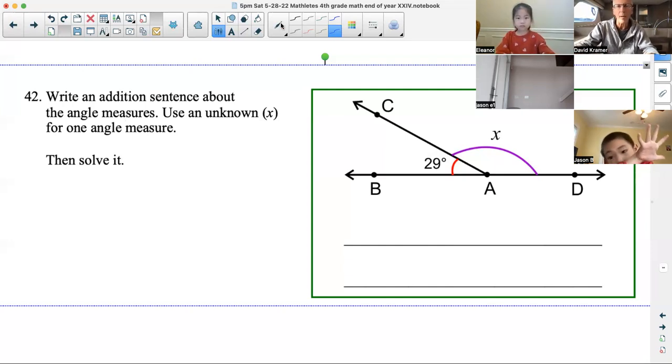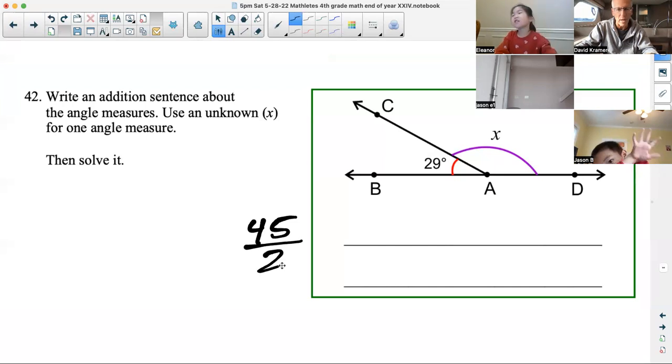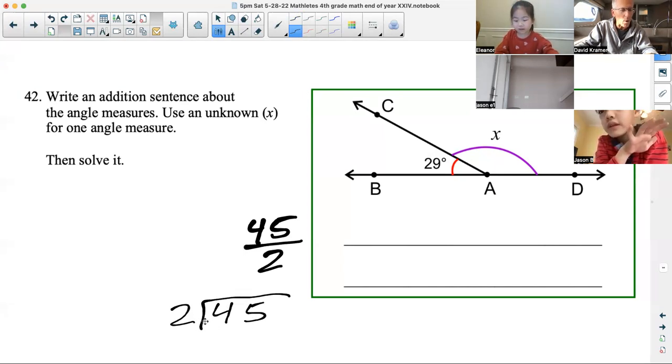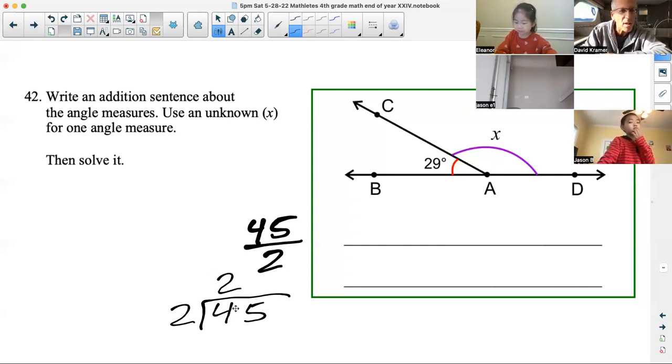So I'm going to write it down myself. 45 divided by 2. And oh my God, I don't think it can because that's odd and the 2 is even. But guess what, Eleanor? Did you get 2 goes into 4 2 times? Yeah. And Jason B, did you get 2 goes into 5 how many times?